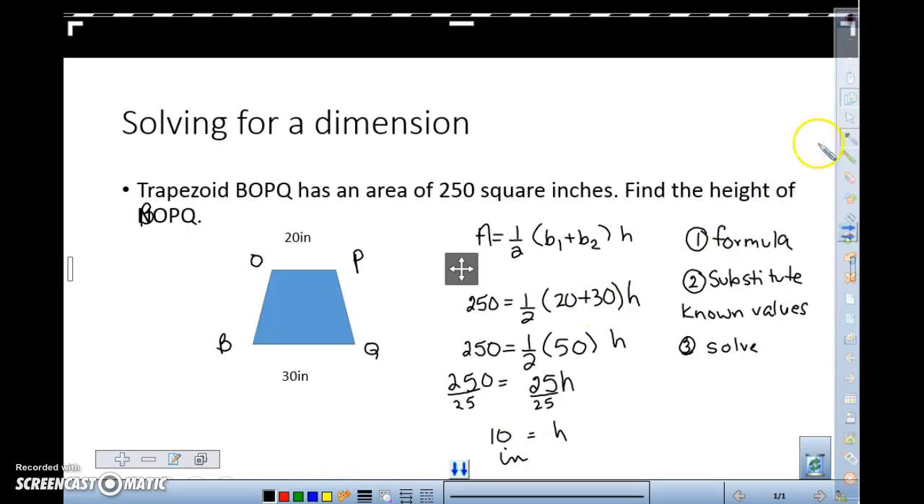So we found this little piece here. Inches. Notice that I didn't say inches squared because 10 does not represent the area. It represents a dimension. You only use units squared when it's the area equals. So that's been a misconception today before you guys came in.